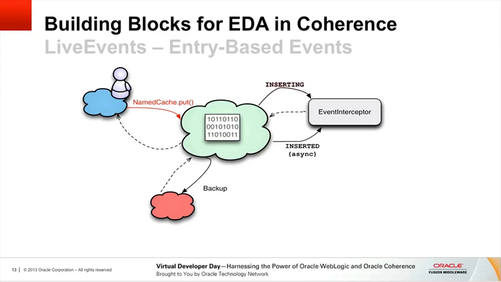Semantically, here's what it looks like when you work with entry-based events. When a client does a put on an entry in the cache, you'll get an inserting event before it's been committed to memory, giving the Event Interceptor a chance to interact with that object before it's been committed to memory. Once it's been committed to memory, the inserted event will be fired asynchronously at the same time that the backup is fired. Once the backup completes, Coherence will then return to the caller.